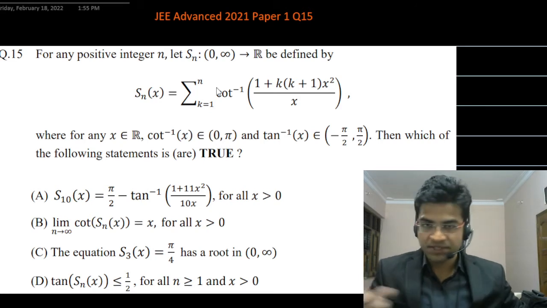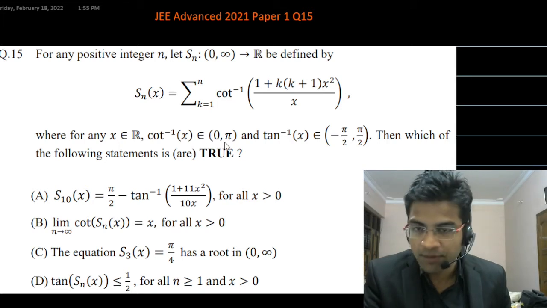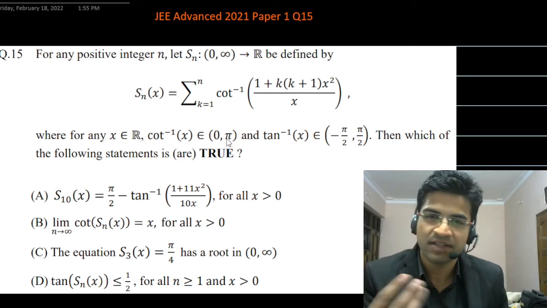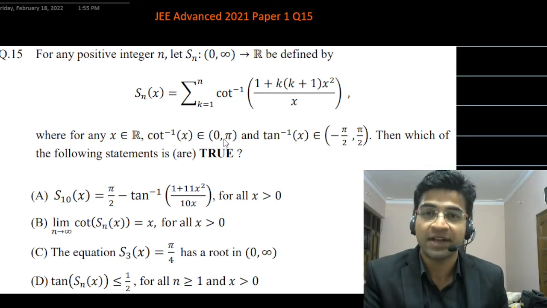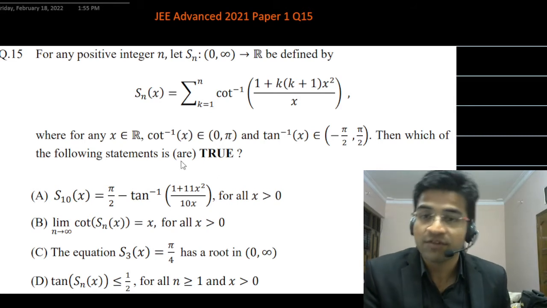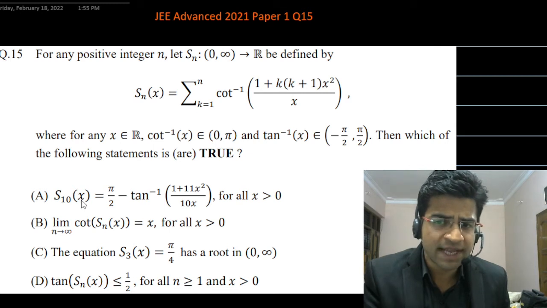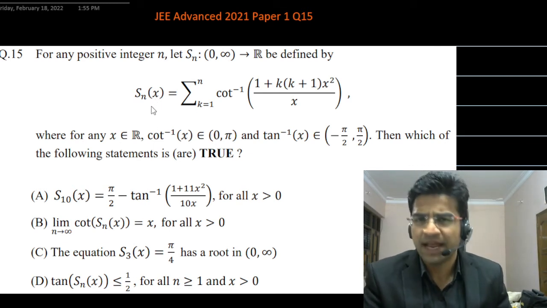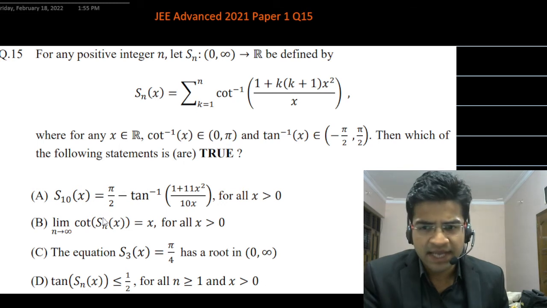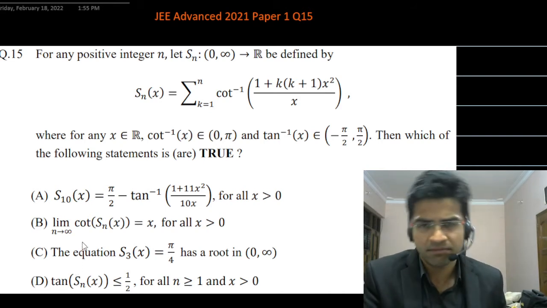So we have this expression: x belongs to R, cot inverse x belongs to 0 to pi, not including both ends. We know these things. In the exam itself, you should read all the information given. Then, which of the following statements is or are correct? So this is a more-than-one-correct question. S10(x), so we have to replace n by 10, nothing else. Then limit n approaches infinity of cot S_n(x). Then we have option C, then option D. We have to check these options.